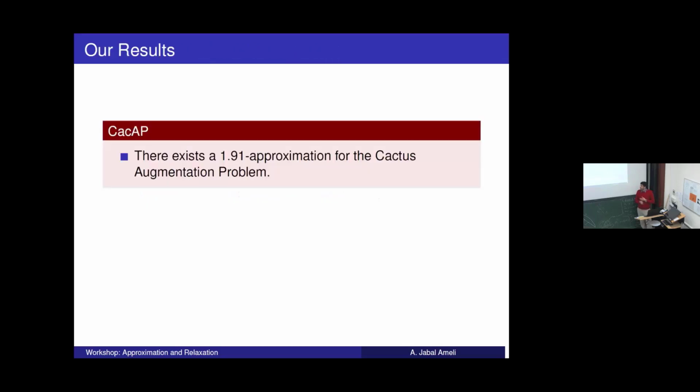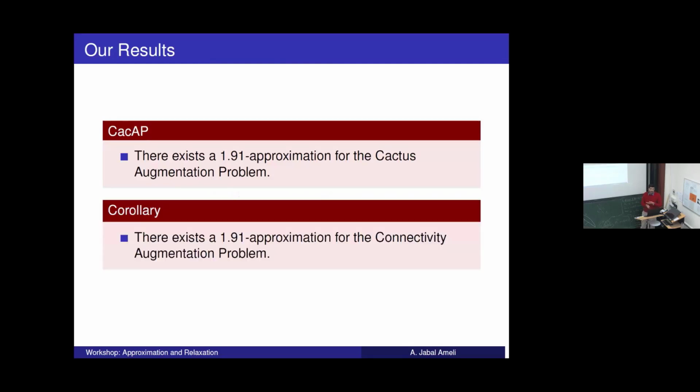So the summary of our results is as follows. We showed that the tree augmentation problem admits a 1.91 approximation. The cactus augmentation problem admits a 1.91 approximation. And this immediately implies that the connectivity augmentation problem also admits a 1.91 approximation. So any questions so far?